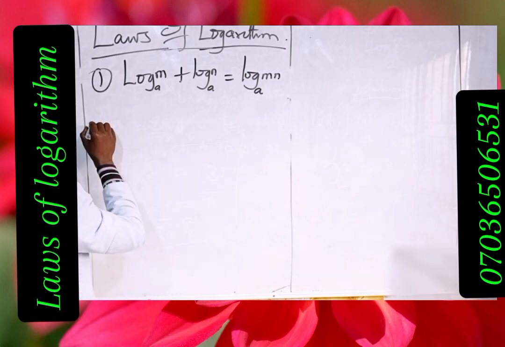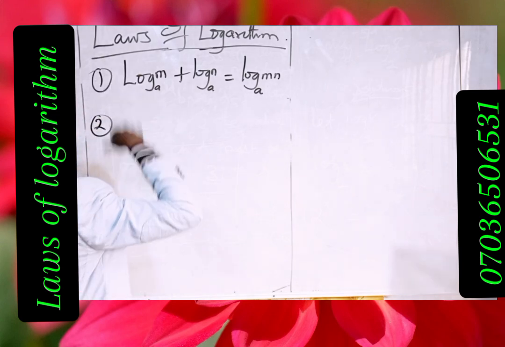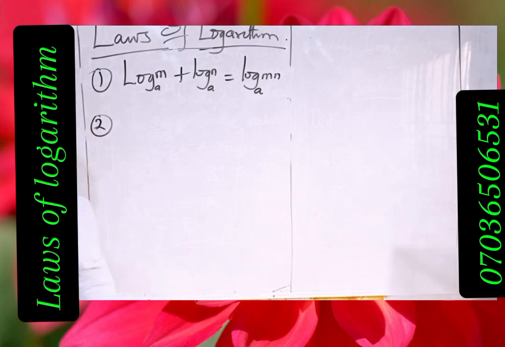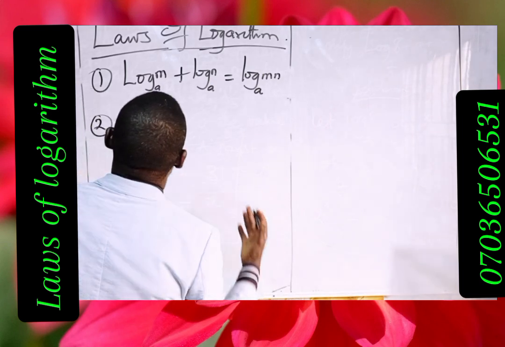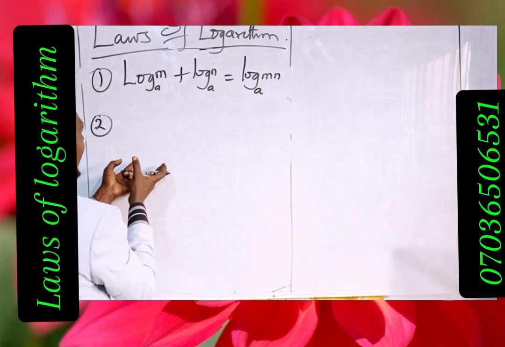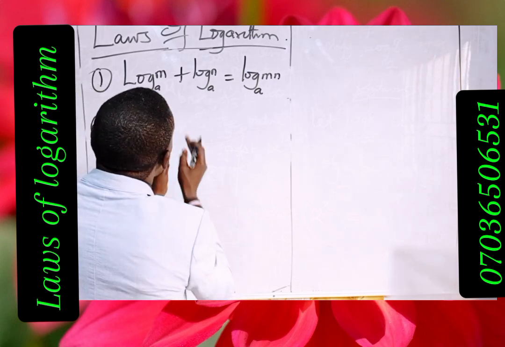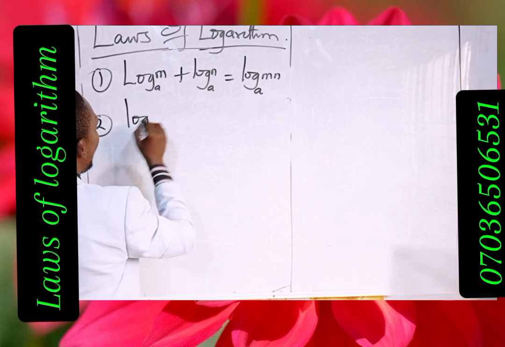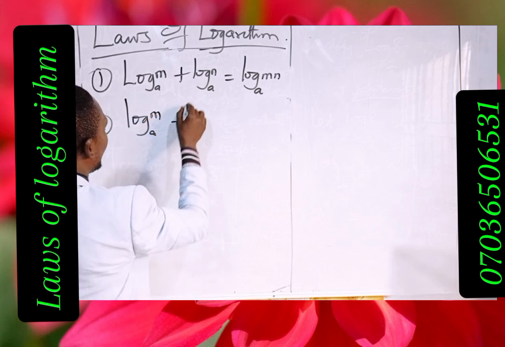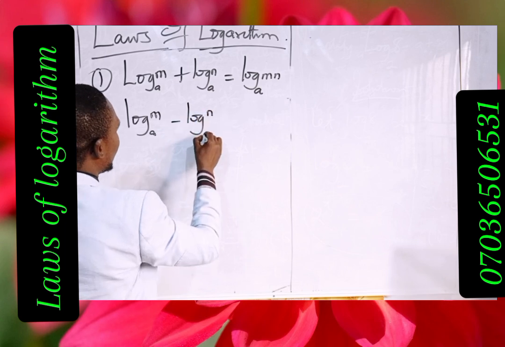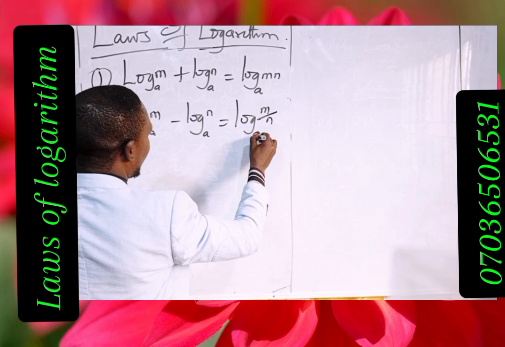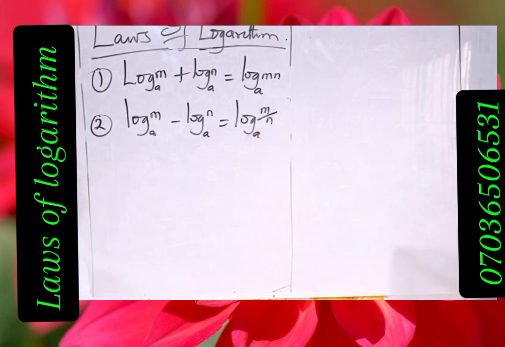N. Number 2. Please, I'll say the laws, after which I will give examples on how to apply the laws. Very important, because it's not just to know the laws. Number 1 thing is to know all the laws, when and how to apply the laws. Very good. Now let's proceed. Log m base a minus log n base a will give me log m divided by n base a. This is called subtraction law. Subtraction what? Law.